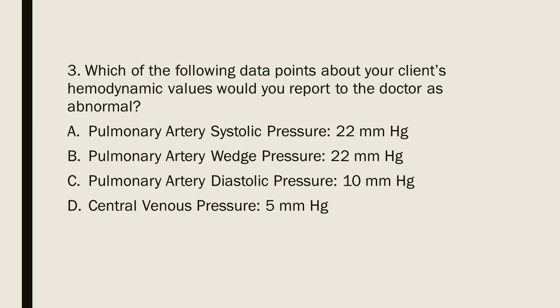3. Which of the following data points about your client's hemodynamic values would you report to the doctor as abnormal? Pulmonary artery systolic pressure, 22 mm of mercury. Pulmonary artery wedge pressure, 22 mm of mercury. Pulmonary artery diastolic pressure, 10 mm of mercury. Central venous pressure, 5 mm of mercury.